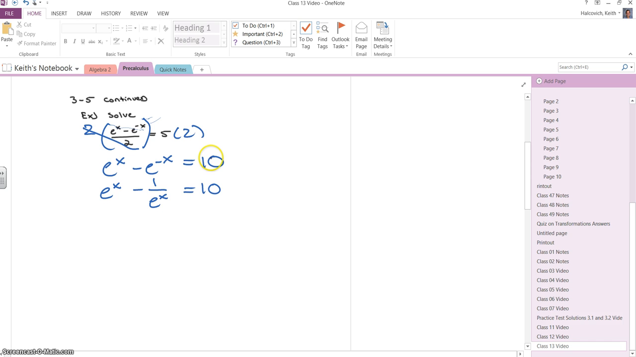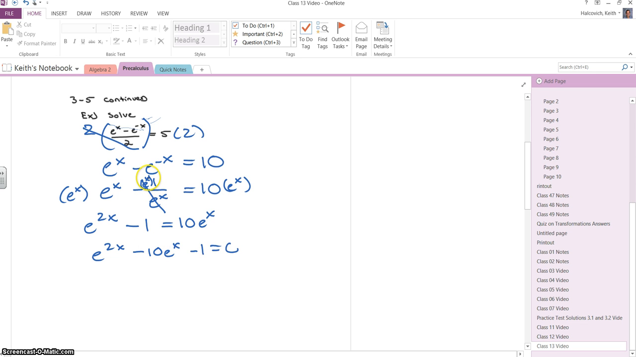Then to get rid of the fraction, we'll multiply each term by e to the x, so that the fraction goes away. You have e to the 2x minus 1 equals 10 e to the x. Then remember, you move the 10 e to the x over to the other side and set it equal to 0. And then you can factor, so we'll let z equal e to the x.